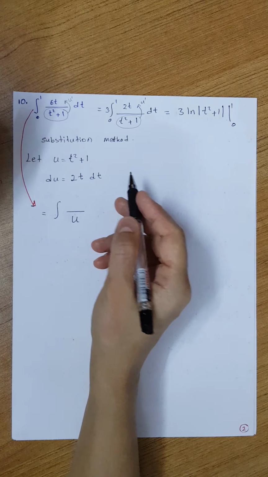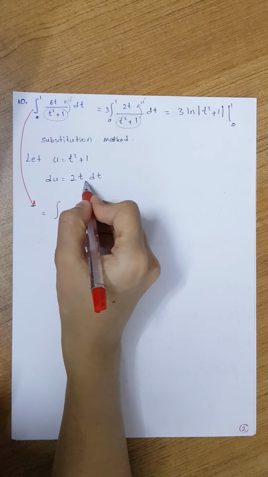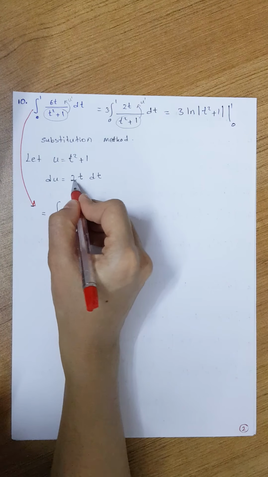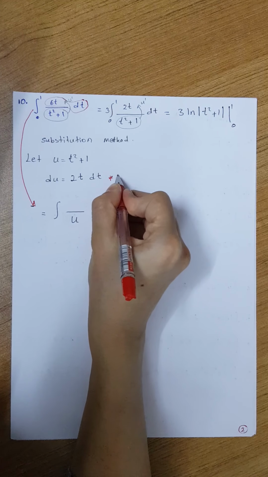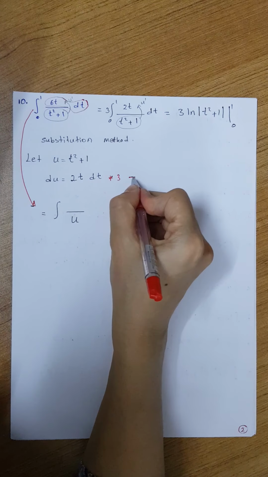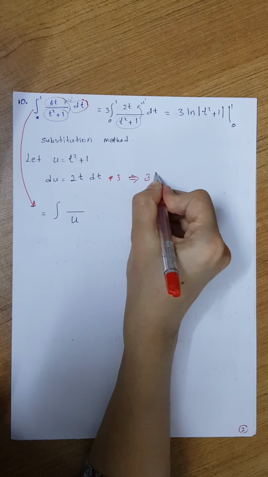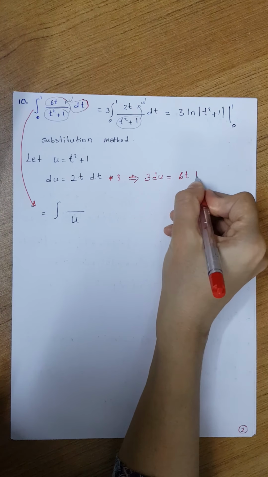60 dt, how can we get this one? Here I have got 2t dt. How can I change that to 6 so that I consider all that together? I'm simply multiplying it by 3. Okay, I can change that to 6 by multiplying it by 3. So 3 du is equal to 60 dt.